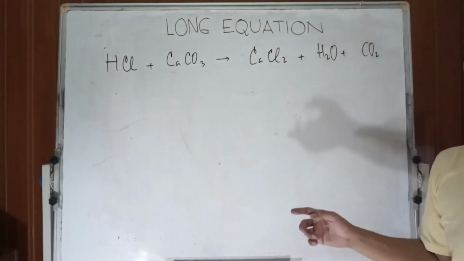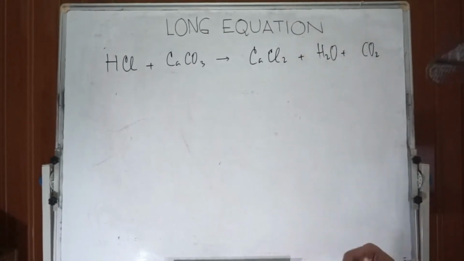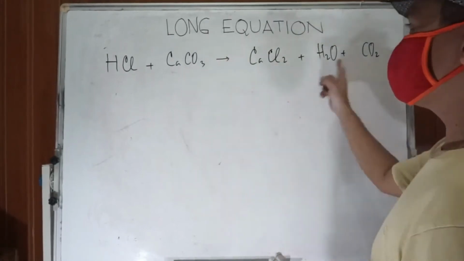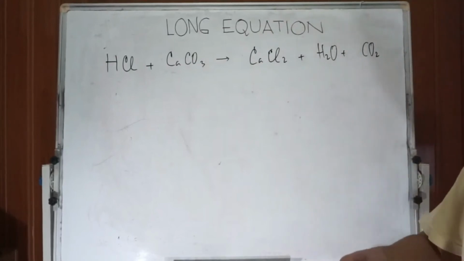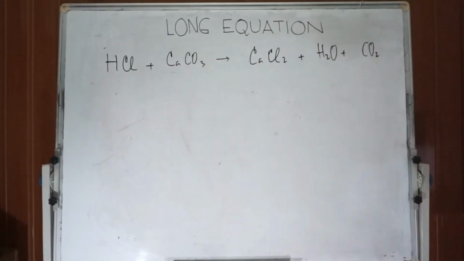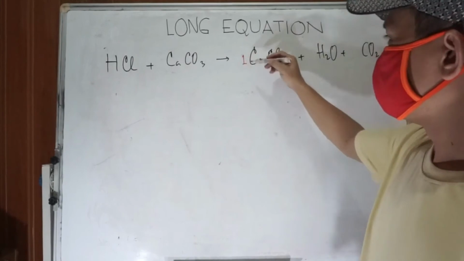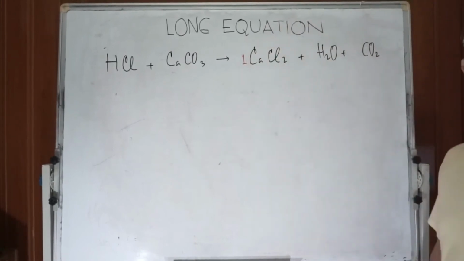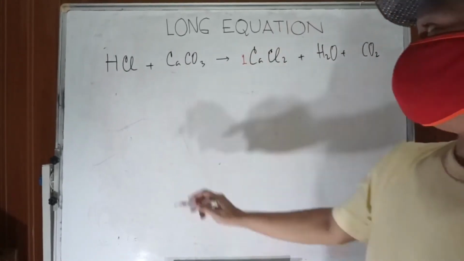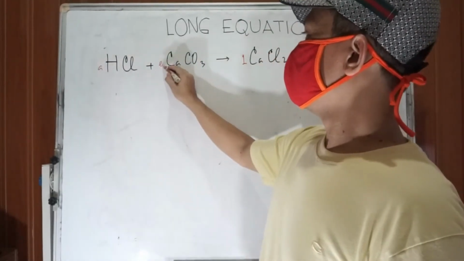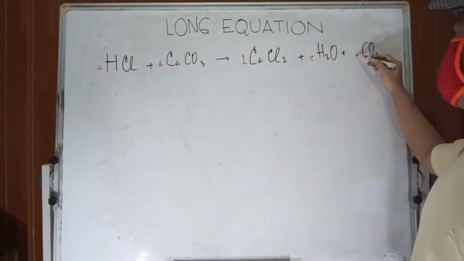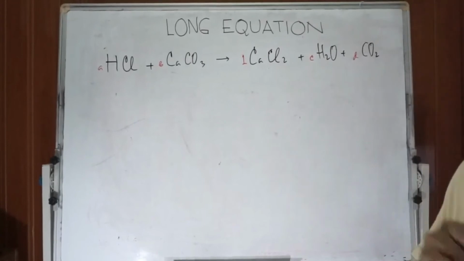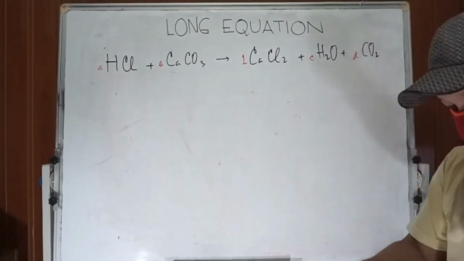Okay, as usual, you have to put coefficient 1 for the complex one. So where's the complex one? Which one is the complex one here? Yes, I think you agree with me, I think this one. Right? That's it. Now for the rest we put A, B, C, D. Okay, try to balance this long equation.